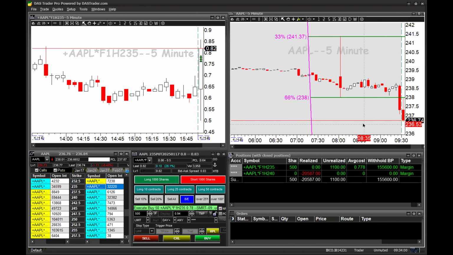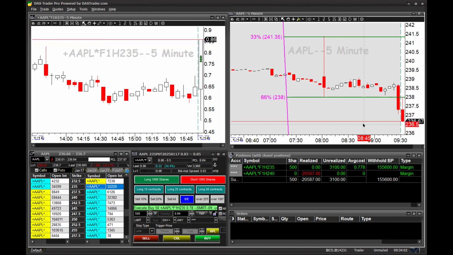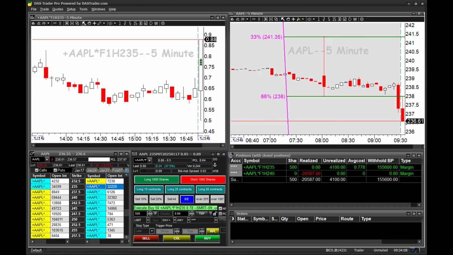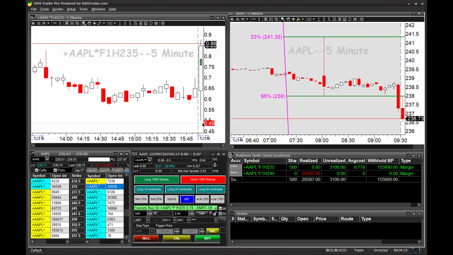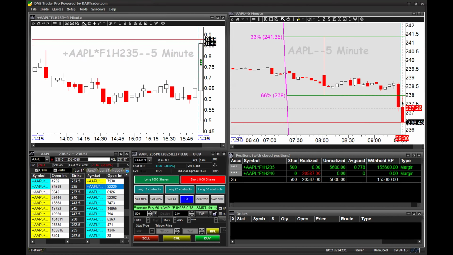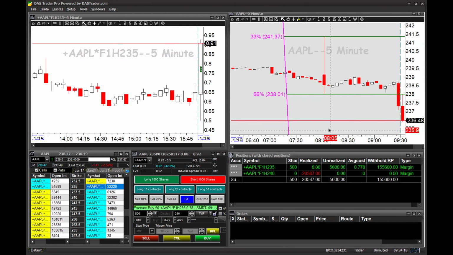Okay. Now we're going. And what else do we have? It's really hard to map this. I'm still manually keeping a mental stop, basically. If Apple starts finding strength again, I'll be out of this.